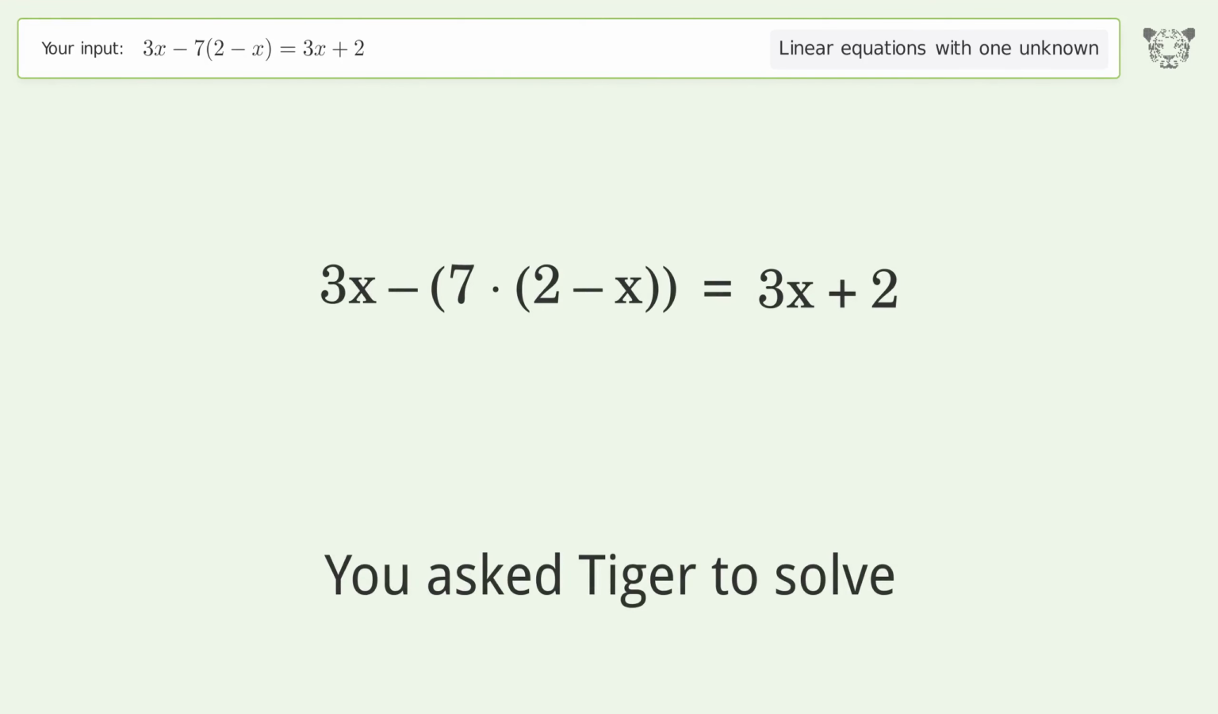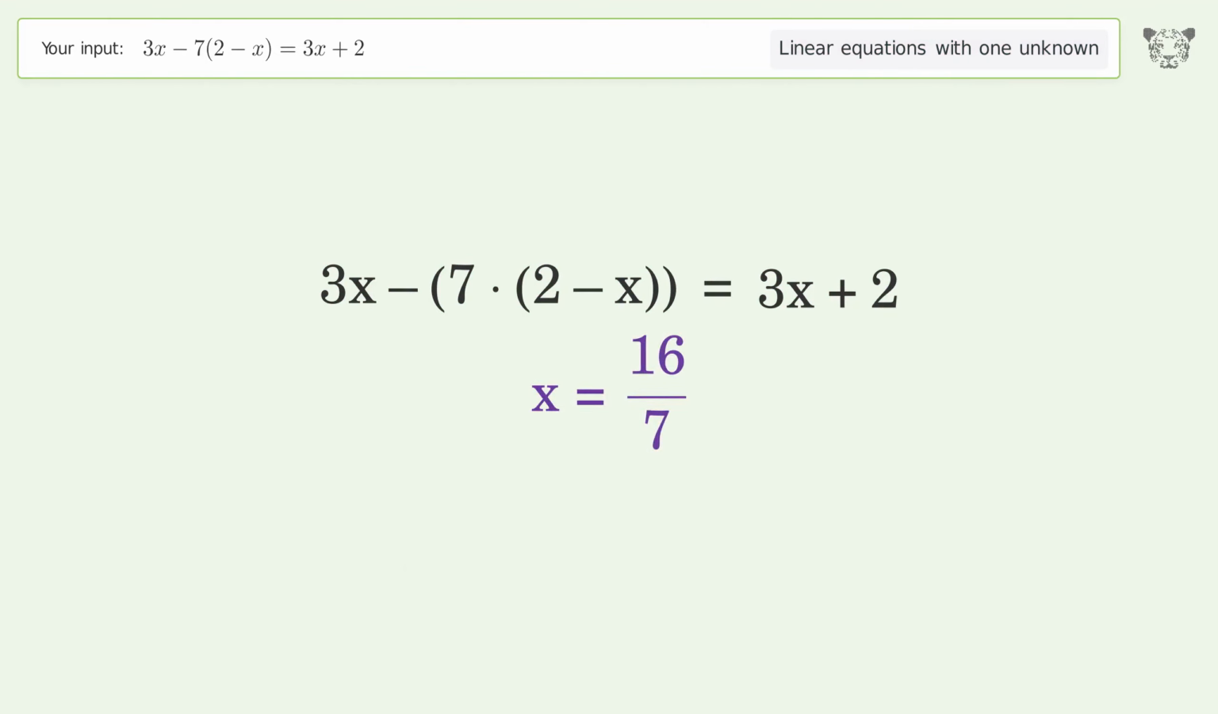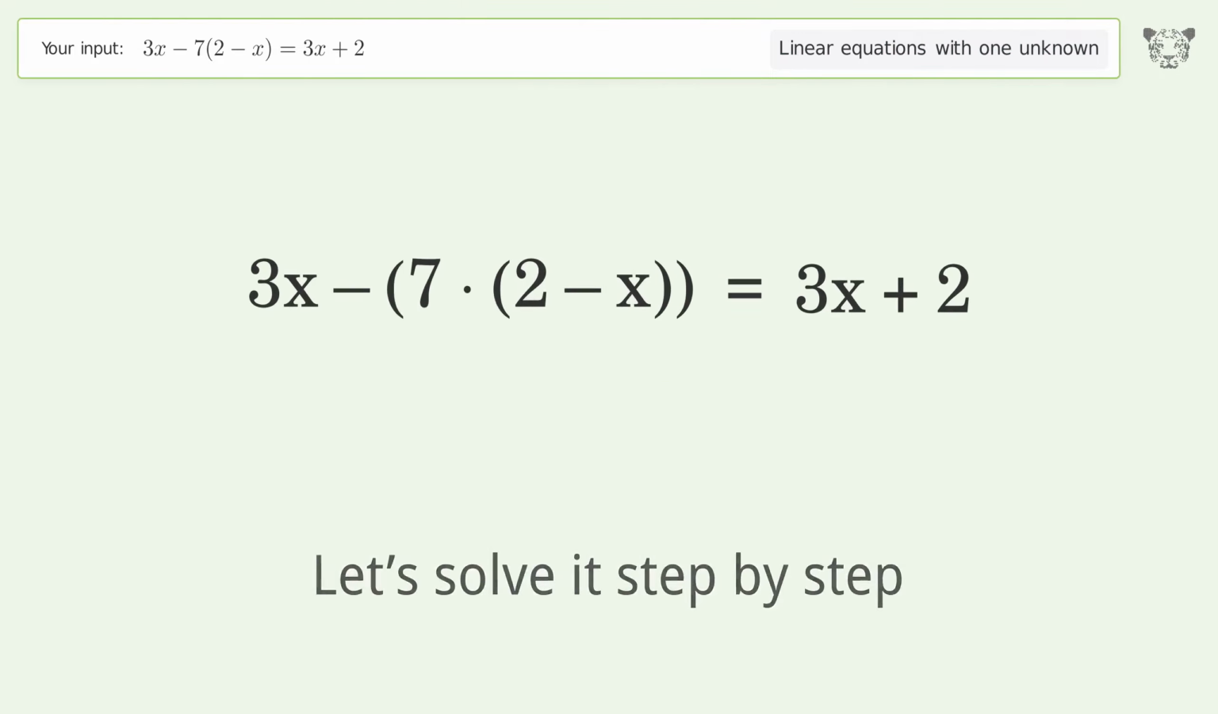You ask Tiger to solve this. This deals with linear equations with one unknown. The final result is x equals 16/7. Let's solve it step by step.